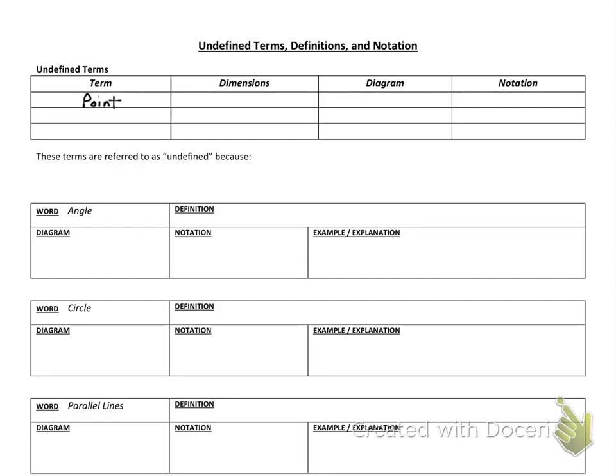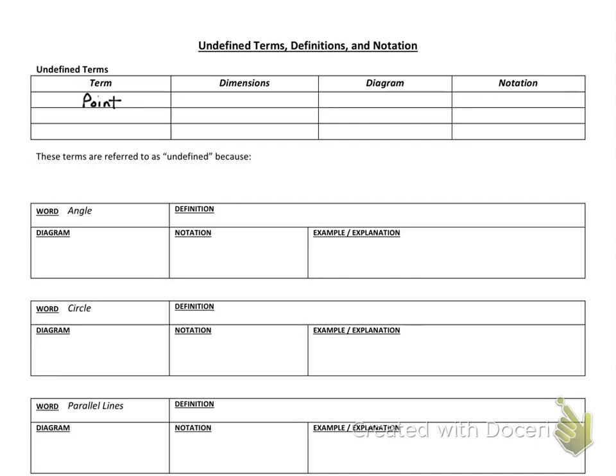Now you know what a point is. All these terms on this page, you know what they are. I mean, you might need a reminder, you might have forgotten, but you've seen all these terms before and you know what they are. You could draw one. But let's think a little bit more about what a point really is.